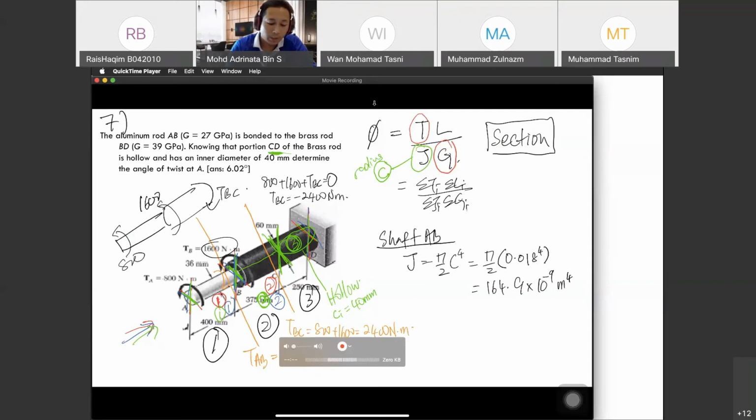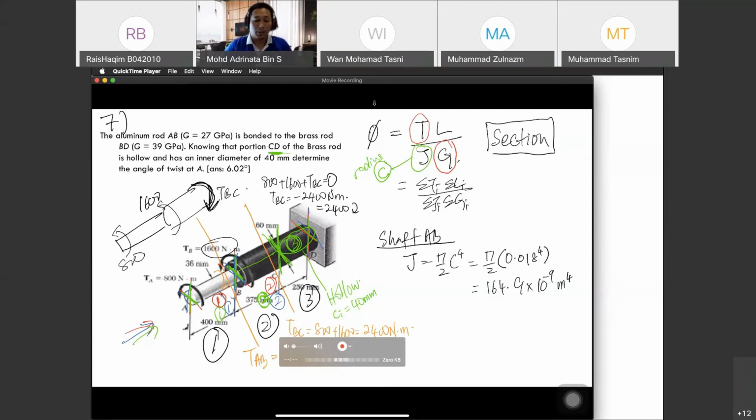So maksud dia TBC arah yang berbeza. So the other way around, 2400 clockwise direction. Okay. So yang ini adalah yang sebelum-sebelum ni lah, untuk kita dapatkan free body diagram tu. Okay, next.